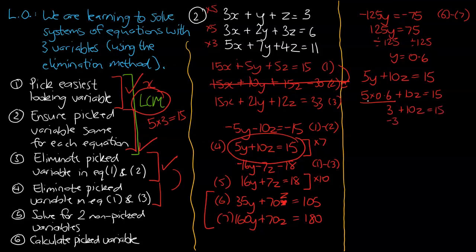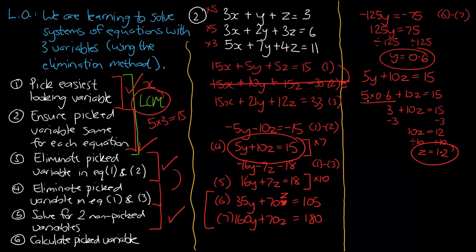We've got minus 3 minus 3. So we've got 10z equals 12. Divide by 10, divide by 10, and z is equal to 1.2. So now going back to our list, number 5, we can give that a big tick because we've solved for the two non-picked variables, which were y and z.